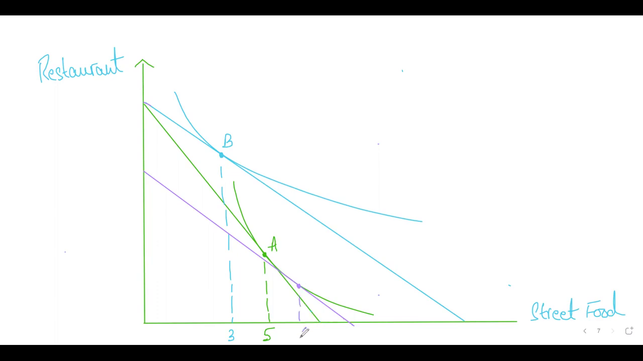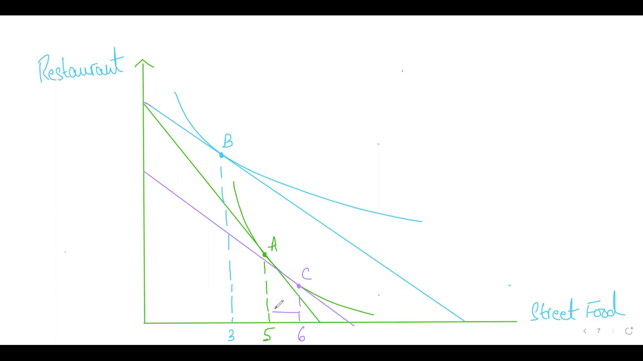So let me label this as C. Now, Isha, you tell me between what points is your substitution effect, and between what points is your income effect? Yeah, so I said the movement along the same indifference curve is your substitution effect. Now A and C are on the same indifference curve.